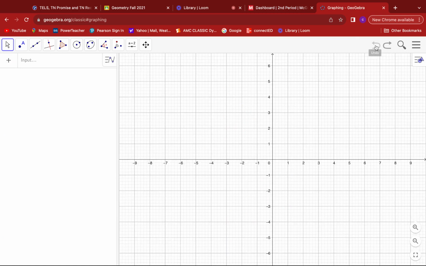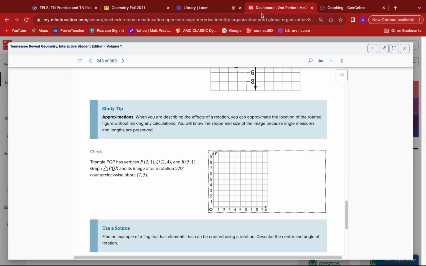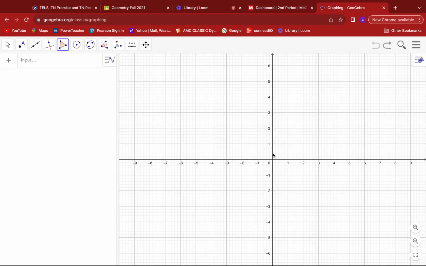So I'm going to back out of all of this, get rid of everything, and I'm going to put my polygon at the 3 points, P(2,1), Q(2,4), and R(5,1). All right, here we go. P is (2,1), so that's going to be right 2, up 1. And I can change this A to P here in a minute if I need to, so you're not confused. All right, Q is (2,4), that's right 2, up 4. All right, and R is (5,1), that's right 5, up 1.